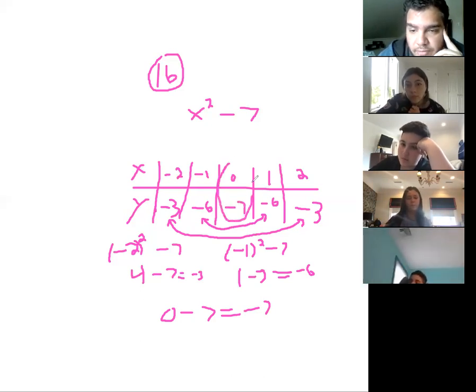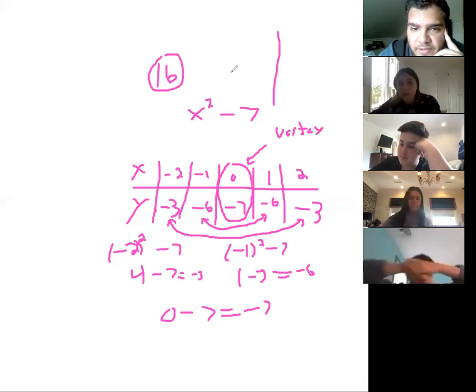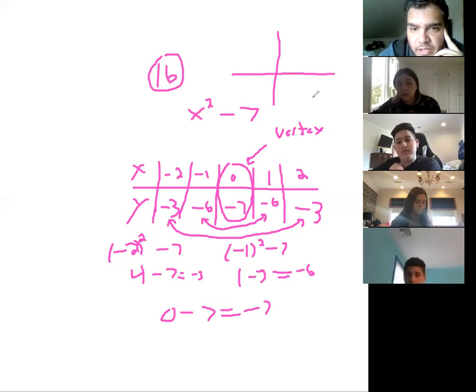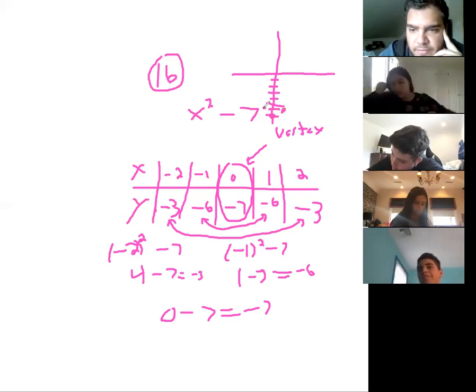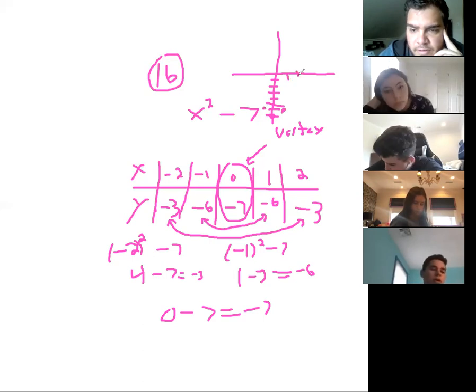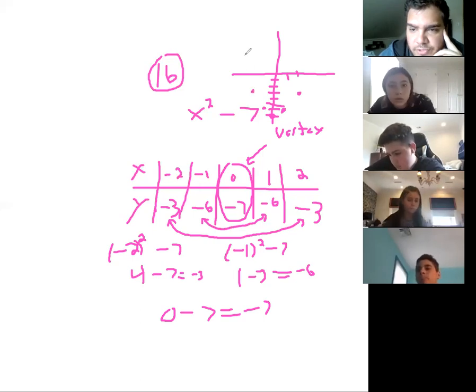This right here is our vertex. The middle of our table is the vertex. And when you graph it, now the graph details, I don't really care how detailed it is. I really care about the table more. But the graph is going to be 3, 4, 5, 6, 7. So your first point's here at (0, -7). Then (1, -6), and then the next one's (2, -3). So up here. And it makes this upwards U shape.